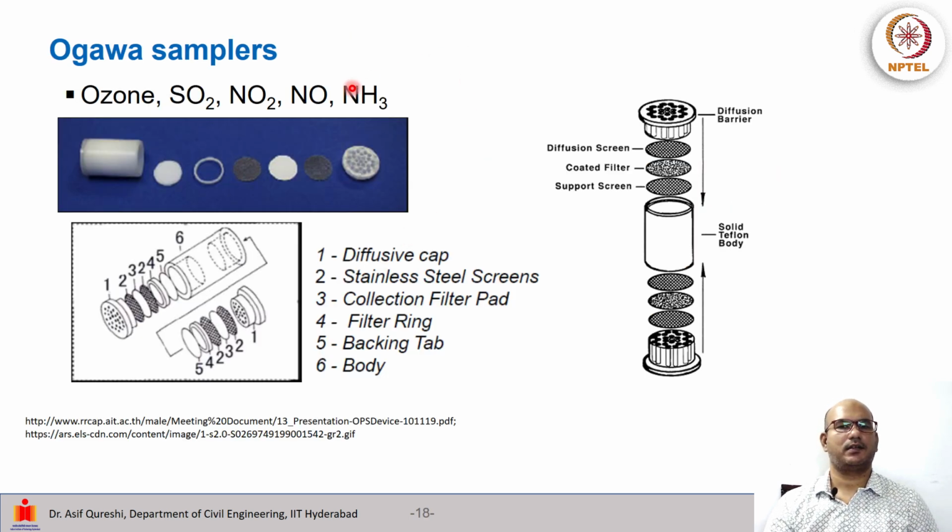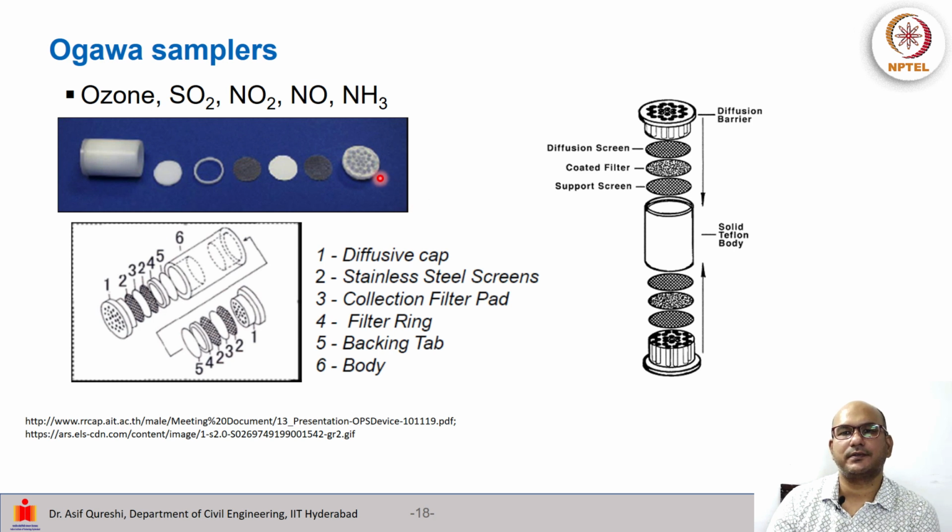The one type of passive samplers we will look at closely is the Ogawa sampler, which has been used for analyzing ozone, SO2, NO2, NO and NH3. So the way they are made is, first there are several components: a diffusive cap, a stainless steel screen sometimes, then a collection filter pad, a filter ring, a backing tab, and the body where all these things are fitted.